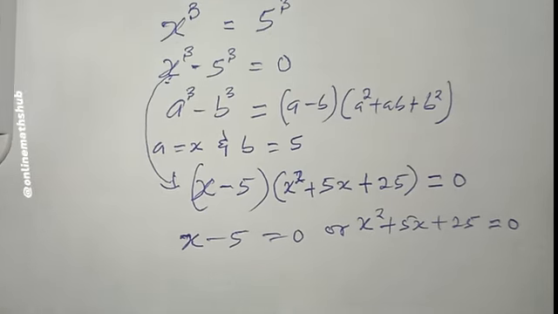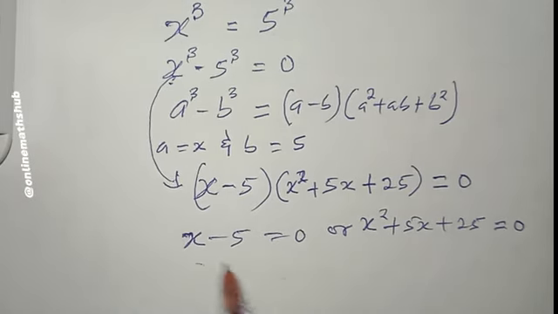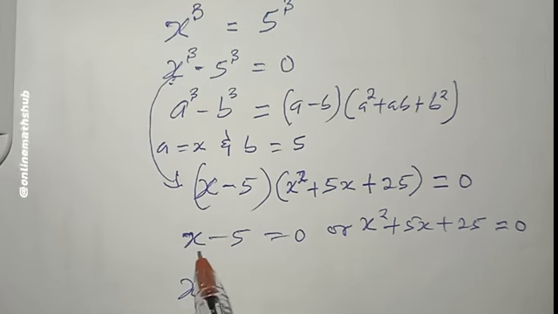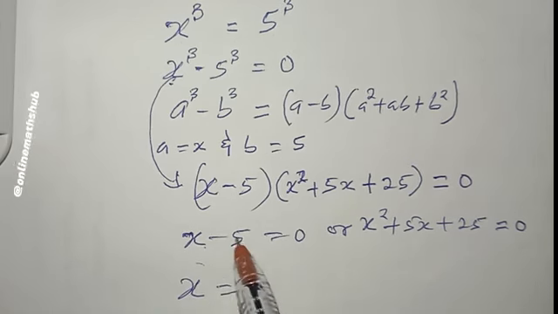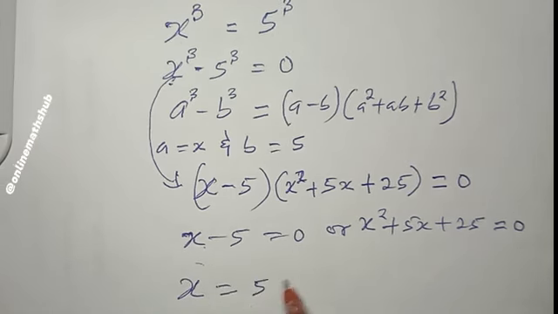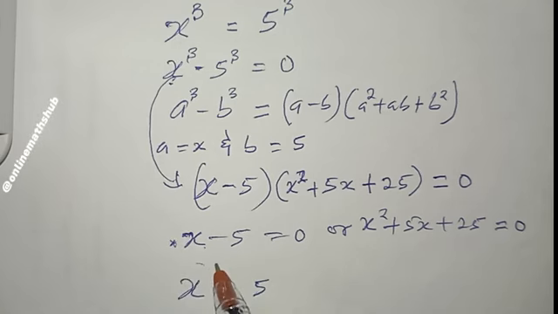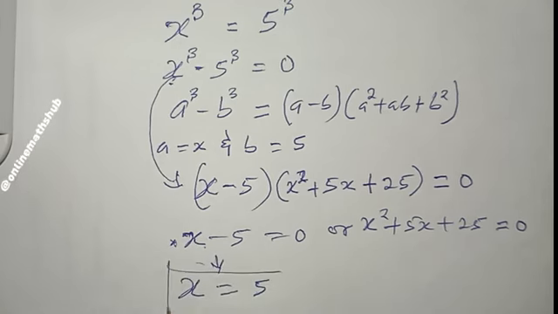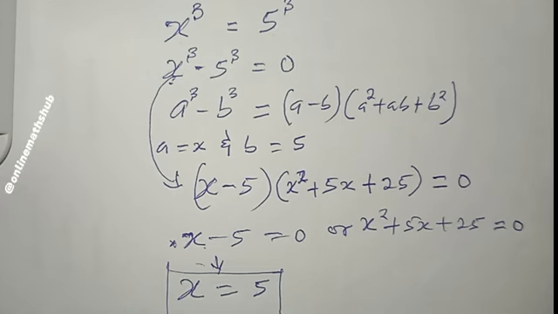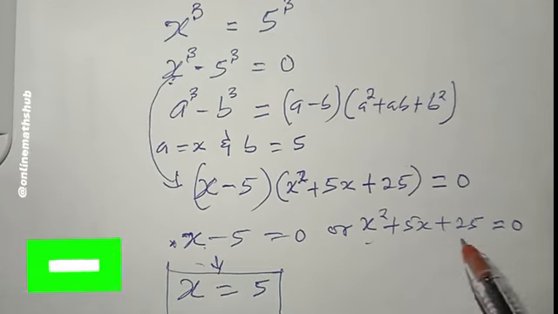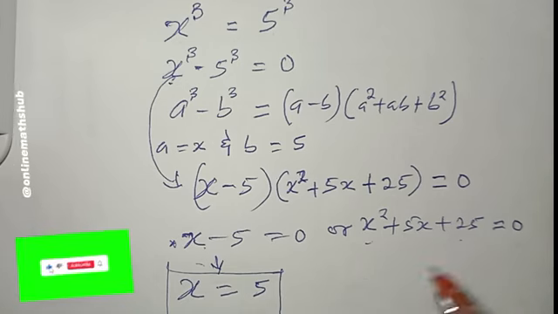If we solve this first case right here, you're going to see that x is equal to 5. So from here we are getting that our x is equal to 5, which is the first solution to this equation we are solving. So next we can focus on this to get the remaining 2 values of x.